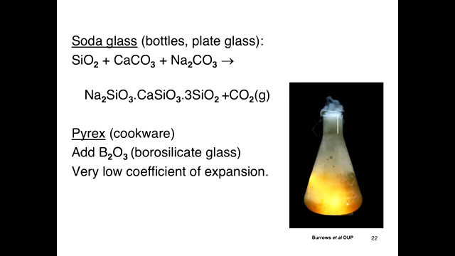This is soda glass. This is the most common type of glass where you have a glass bottle. That's the formula of it. It contains sodium silicate, calcium silicate, and silica all mixed in together there. That's not such a good glass for working in the laboratory or for doing any cooking. And that's because of the thermal expansion.